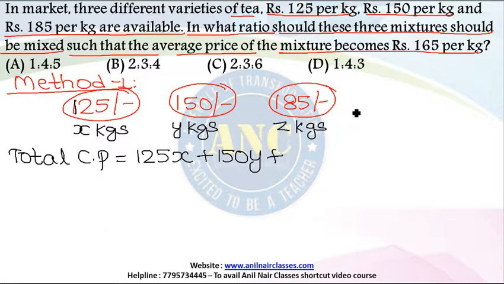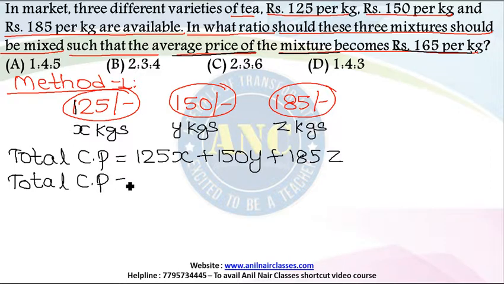Third variety, for 1 kg it is 185. Totally I am mixing or purchasing Z kgs, so it is 185 into Z. Now if I mix all these things, they are saying that the average price of the mixture becomes 165 rupees per kg. This is the total cost price that I wrote.